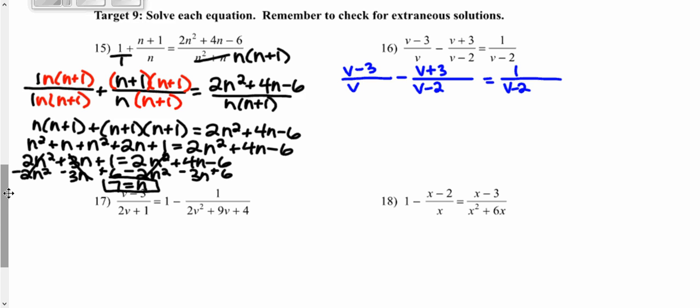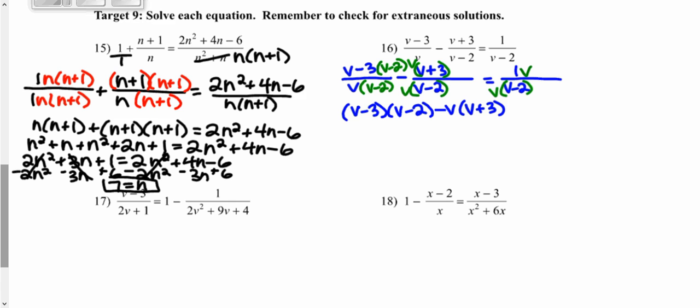So I need all the denominators to be the same. So I'm going to multiply in a v minus 2 here. This one needs a v. And then this one also needs a v. So once the denominators are all the same, I'm going to write the equation across the top. So that would be v minus 3 times v minus 2 minus v times v plus 3 equals v.